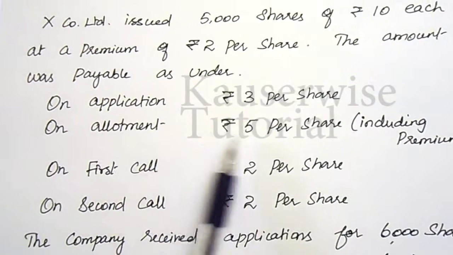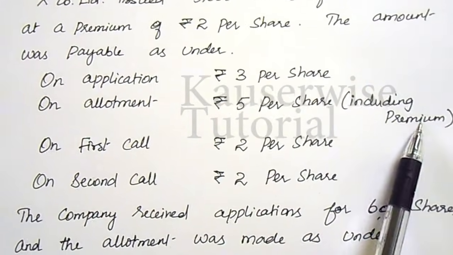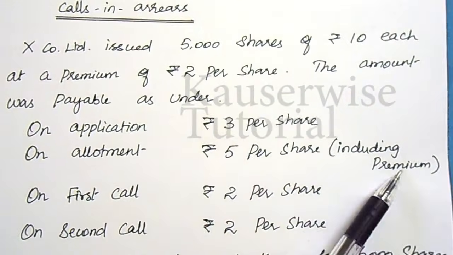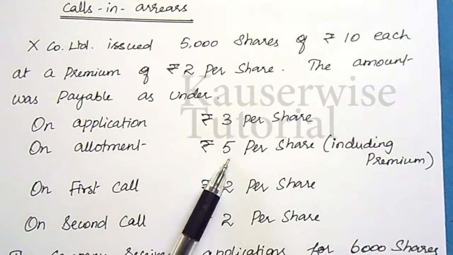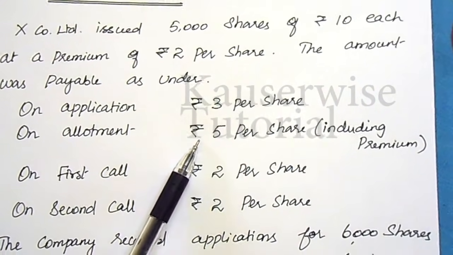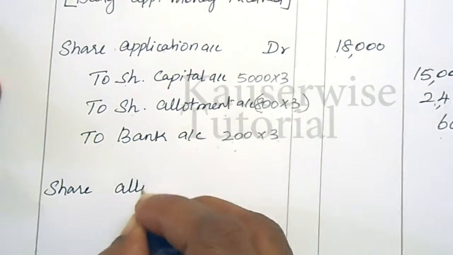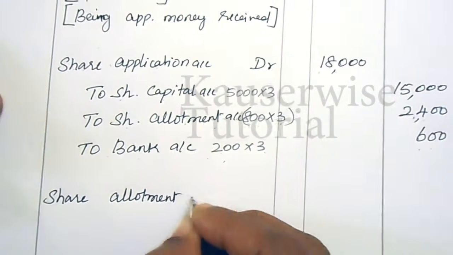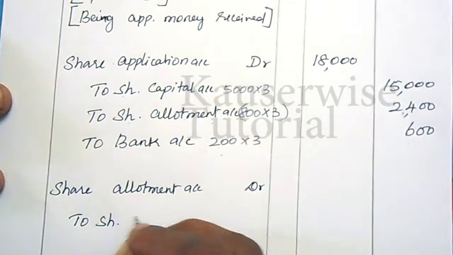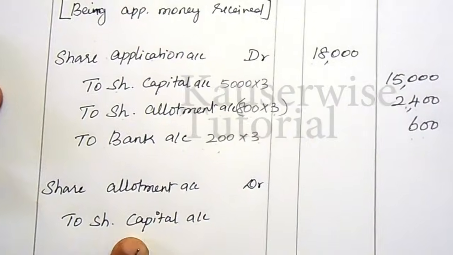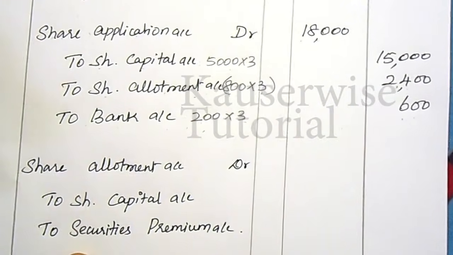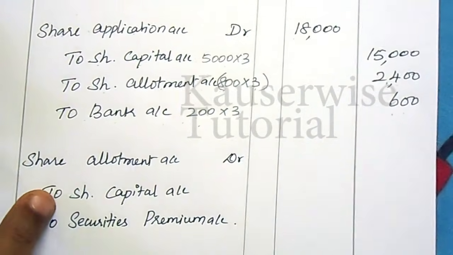On allotment, 5 per share including premium. We know the premium value, that is 2 rupees, no. So 2 rupees premium, remaining 3 rupees share allotment. Now we have to make the due entry, that is allotment money due. Share allotment account debit to share capital. Here the shares were issued at premium, so you have to show the premium also. Entry for allotment money due is share allotment account debit to share capital.